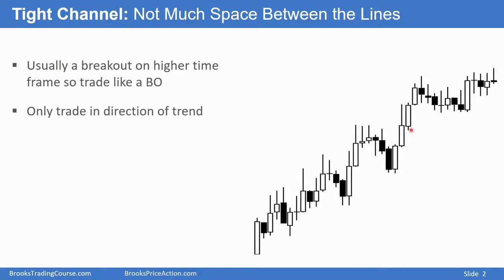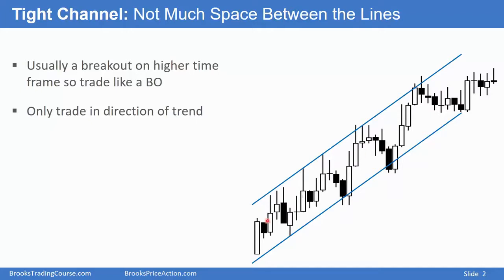For example, look at this bull trend. The channel is fairly tight. When a channel is tight like that, it's usually a breakout on a higher time frame, and therefore traders should only trade in the direction of the trend. This is a bull trend. Traders should only look to buy. The space between the lines is not very big, and that's what I mean by a tight channel.